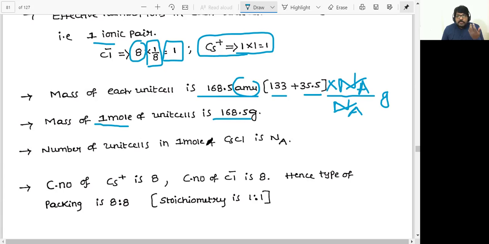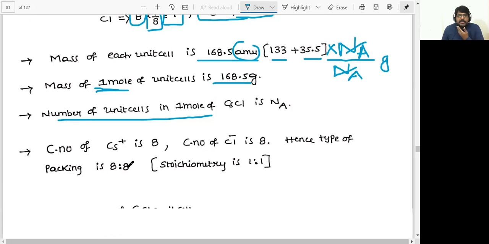So 168.5 AMU has only one unit cell, but if you take 168.5 grams of cesium chloride, no doubt there will be 1 mole of unit cells. So it is very clear: the number of unit cells present in 1 mole of cesium chloride, whose formula mass is 168.5. So 168.5 grams will definitely have Avogadro number of unit cells.